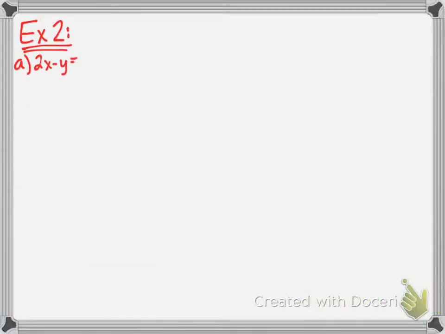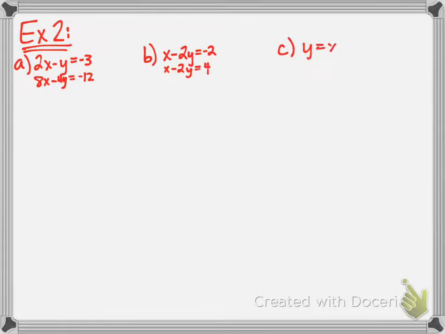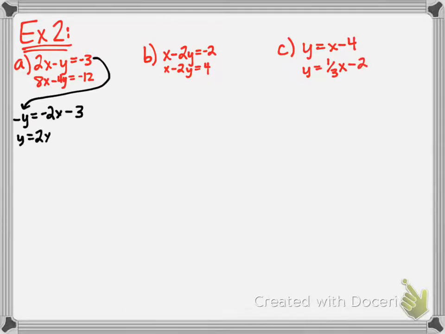Example 2, I'm going to look at 3 different systems. So A, B, and C. And so after we write all these out, let's work with A first. So we got to solve both of these for y. So notice I'm doing that kind of quickly here.